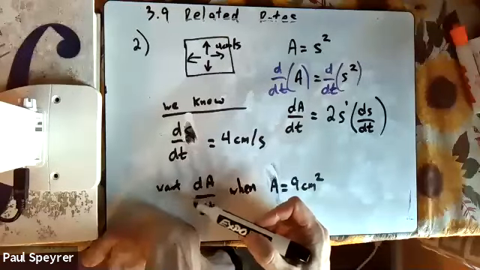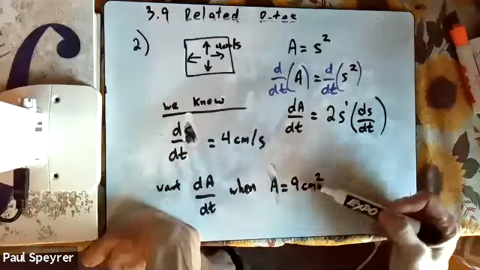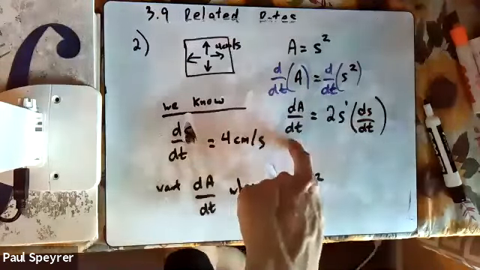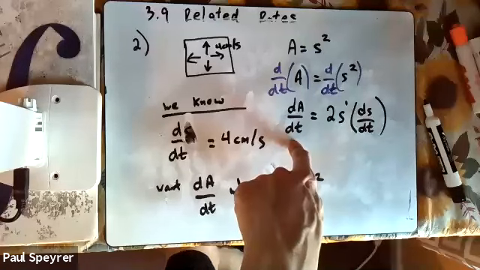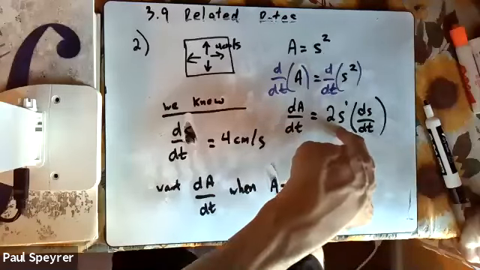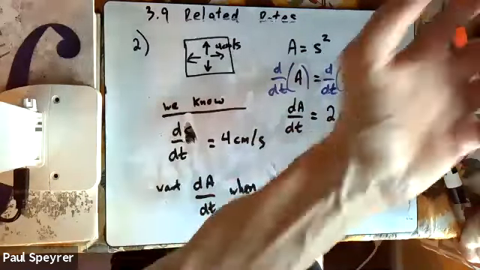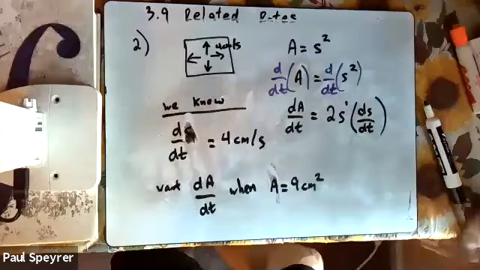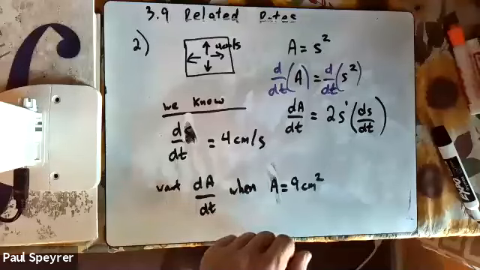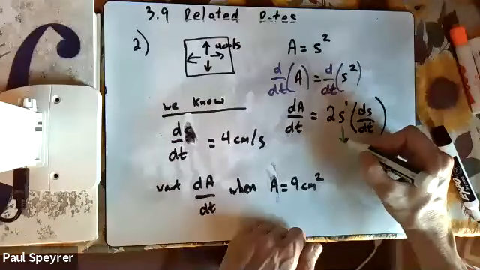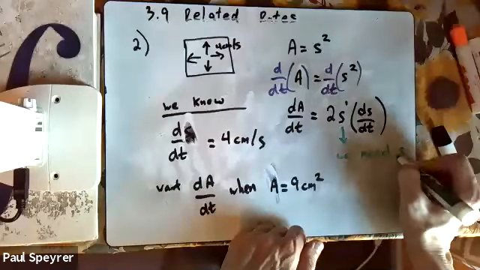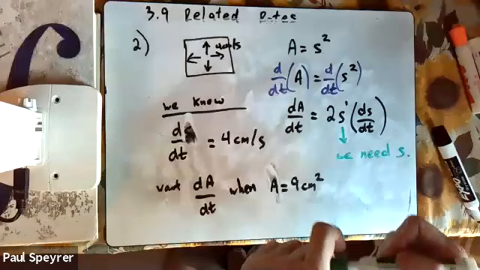So they're asking us, we want dA dt when area is equal to 9 square centimeters. So this is the question mark right here. But we have an issue, right? Because what do we need? We have a ds dt, but we don't have an s. They didn't tell us, oh, the side's like 10 or something. So we need to figure that out, right? We need s. Where are we going to get that from?